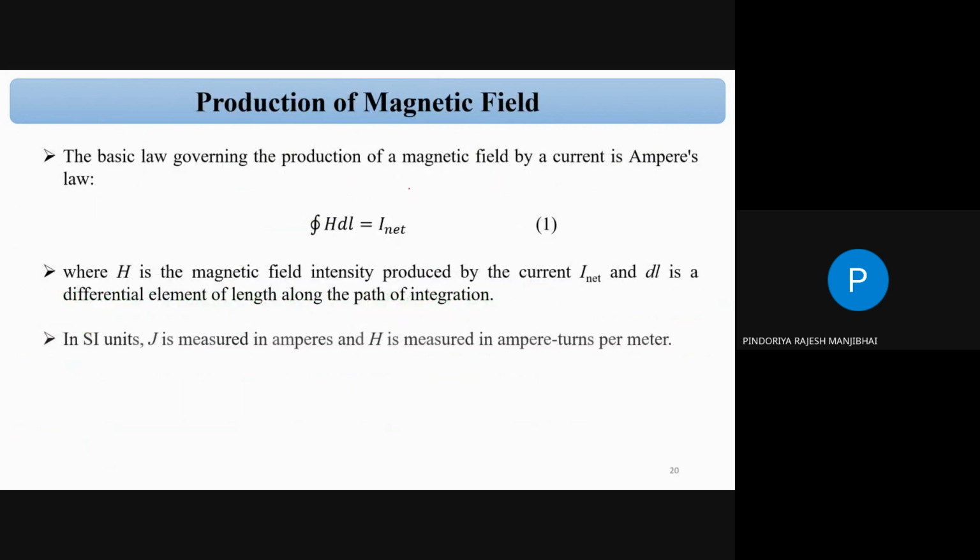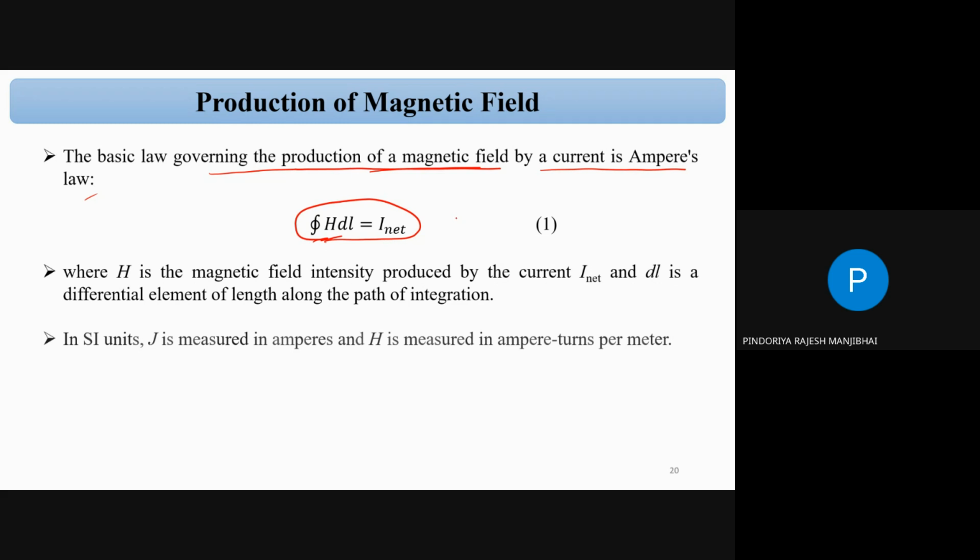Production of the magnetic field: how can we produce the magnetic field, correct? That is the most important part, production of the magnetic field. Now we have to produce the magnetic field. The basic law governing the production of the magnetic field by a current is Ampere's law. Yes, we all know Ampere's law, correct? So the closed integral of H dot dl is equal to I net. That is Ampere's law.